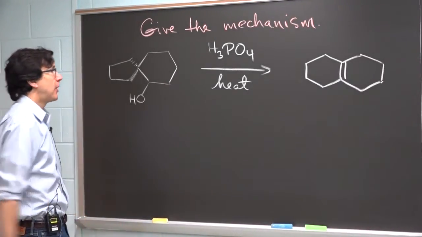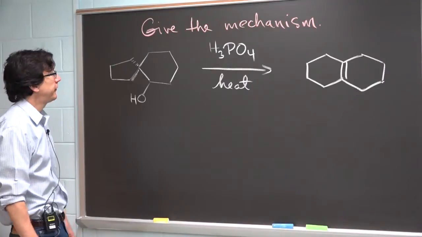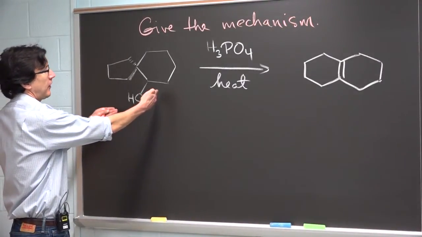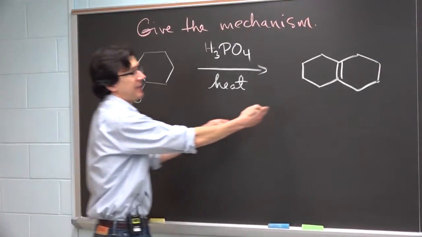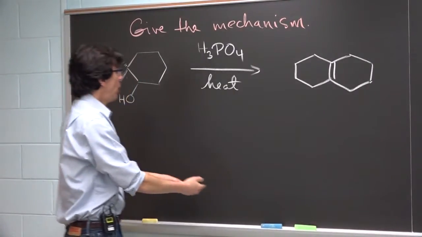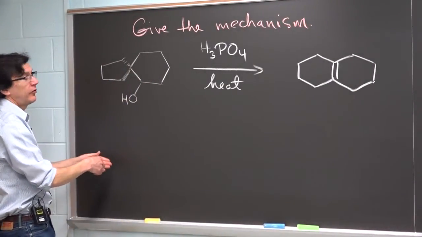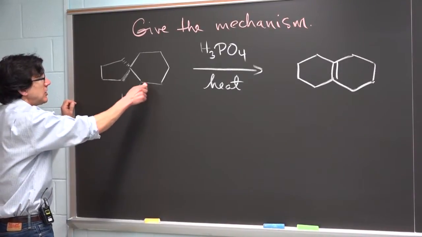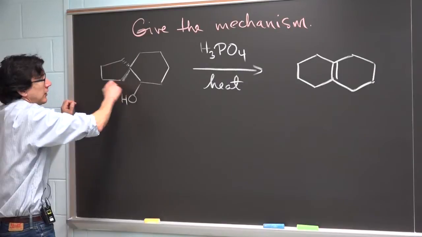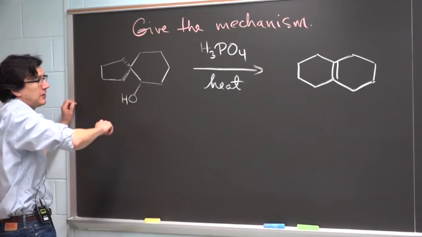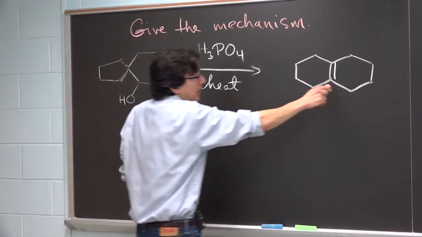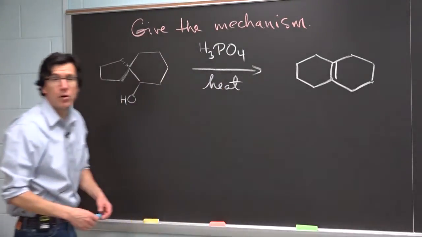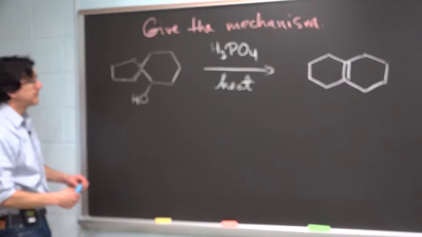In a mechanism problem, a good approach is to try to look for the differences between the starting compound and the ending compound. One way is in terms of molecular composition. So for instance, can you figure out what the molecular formula of this starting material is, and then compare it to the molecular formula of the product? So maybe pause the video and do that.